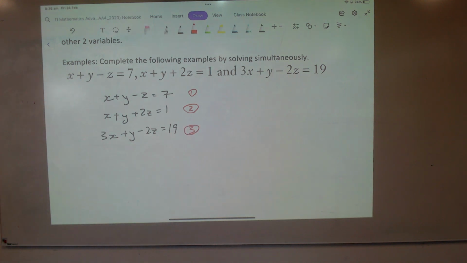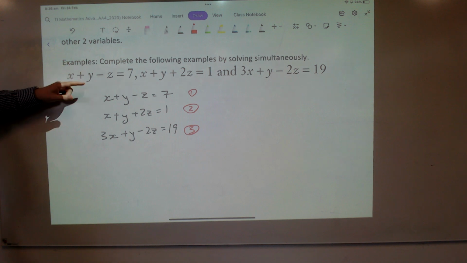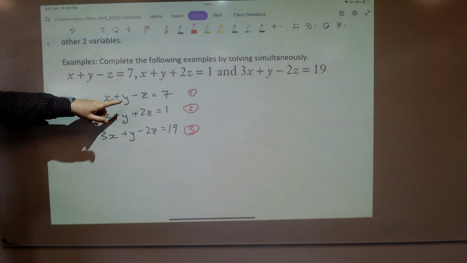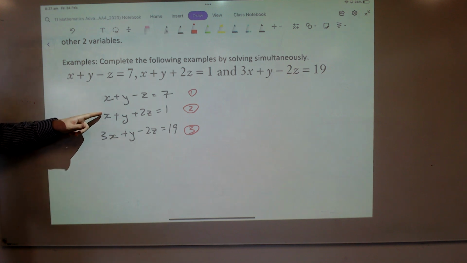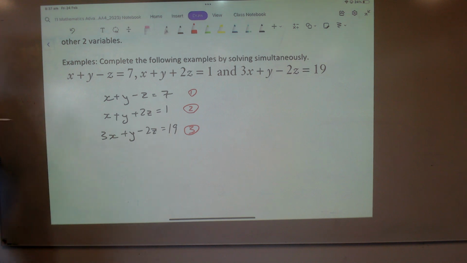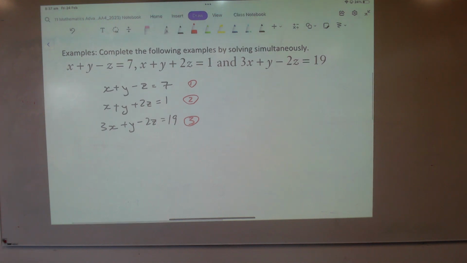Now let's use the first and second one to get rid of one of the variables. Which one am I going to get rid of? I'm going to suggest we start by getting rid of the y's, because we've got y, y, and y. Whereas I've got x, x, 3x, and z, 2z, 2z, so I'd have to adjust one of those, but the y's I can do with no multiplication at all. So here's how we do it.